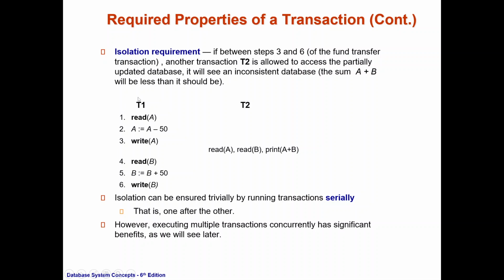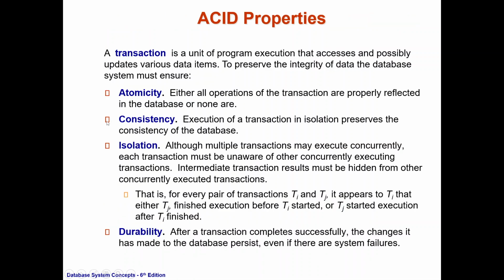So you have to make the transaction in such a way as if this happened in isolation, whatever result it would have come, the same thing comes if you are doing it concurrently. Okay. Then consistency, that is the execution of transaction in isolation preserves the consistency of the database. So these are the different properties. We call it the ACID property. This we already discussed in the class.